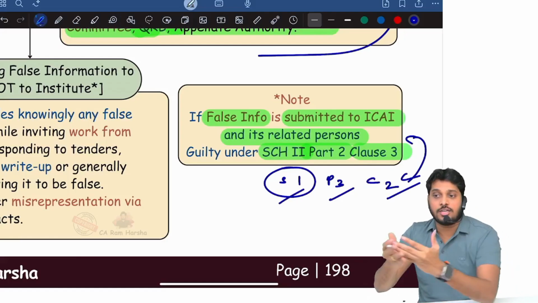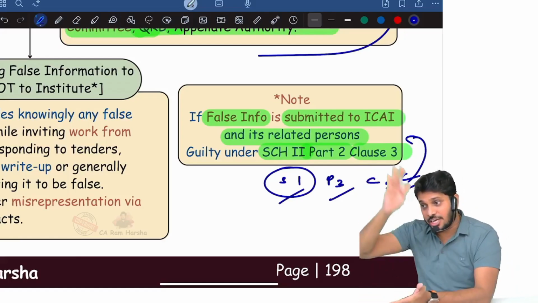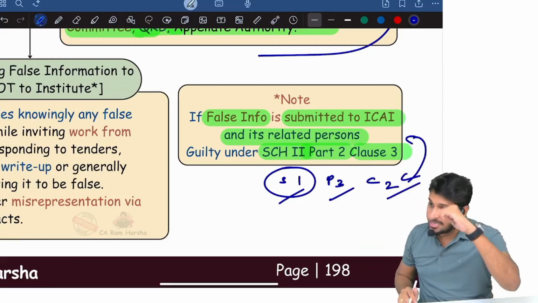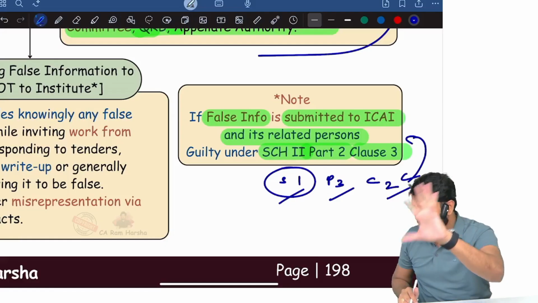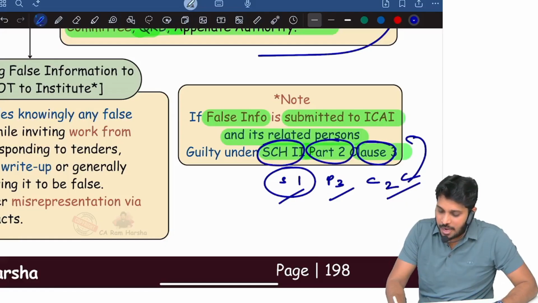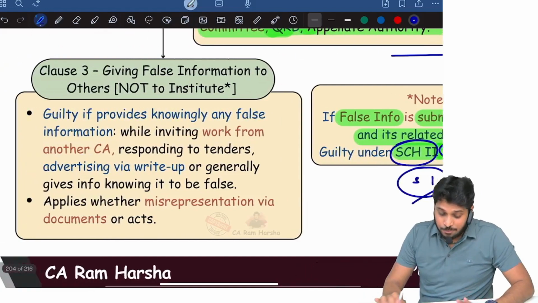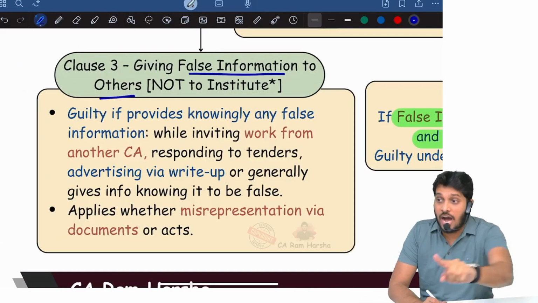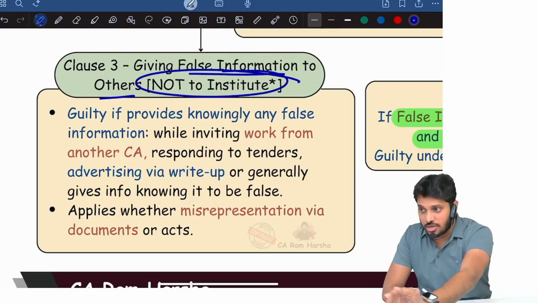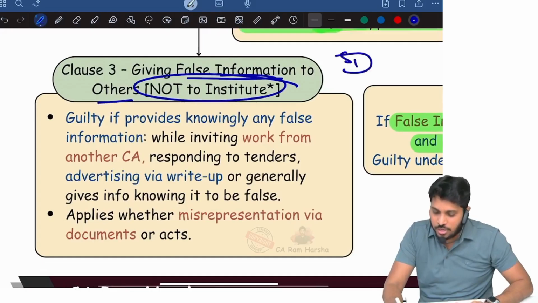If you are giving false information to the institute, that's a schedule number 2 offense. Not giving information is a small offense compared to giving wrong information, false information. That's the logic. Clear, all of you? So if you are giving false information, schedule 2, part 2, clause number 3. Suppose you are giving false information to others, not to the institute. You see, I clearly mentioned it is not to the institute, but to others you are giving false information. Then schedule number 1 only is applicable still.